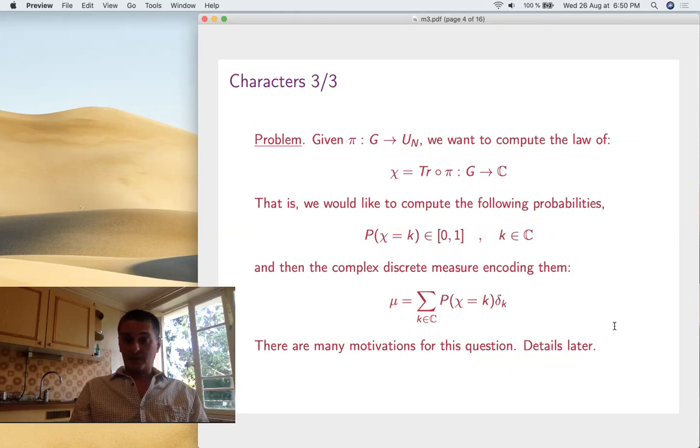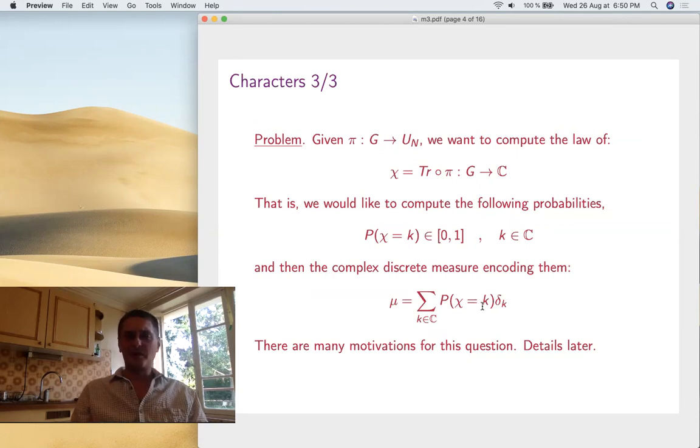Now, what to do with these characters? The problem is that we want to compute the law of the character. That's the main problem. In other words, we want to compute the probabilities for chi to be an arbitrary number in the range. A priori, that's a complex number. So these are probabilities in [0,1], and I actually want to compute the measure encoding this thing. So you see, it's a discrete measure, Dirac mass at k, and then the probability here. Of course, the sum is finite.